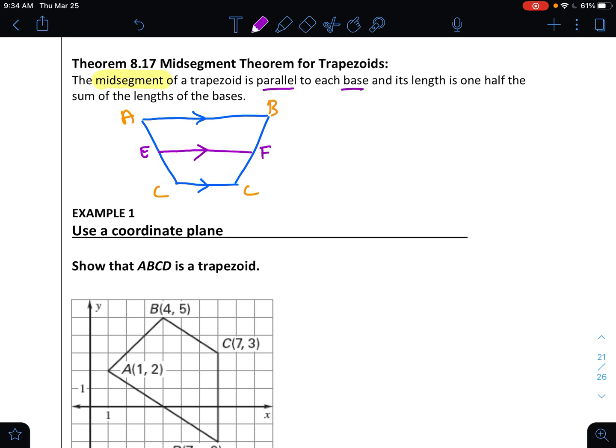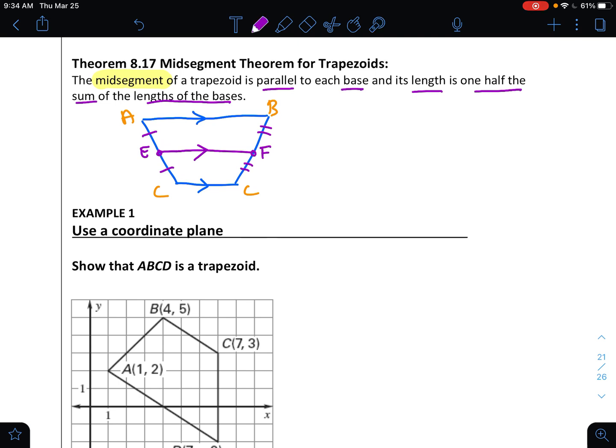So that means that I can add a parallel mark here. And then its length, the whole length of EF, is 1/2 the sum of the lengths of the bases. Let me come back to that in a minute. The other thing the mid-segment does that isn't in this theorem is it bisects the legs. What that means is AE and EC are the same length. BF and FC are the same length. Now, if this is an isosceles trapezoid, then these two legs are the same, which means these pieces are all the same. But in just a regular trapezoid, that's not necessarily the case.